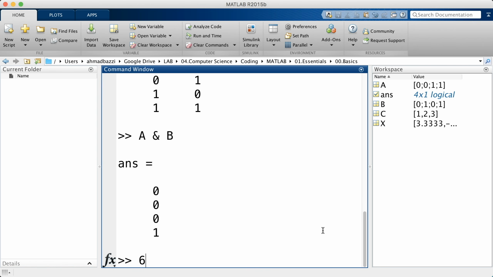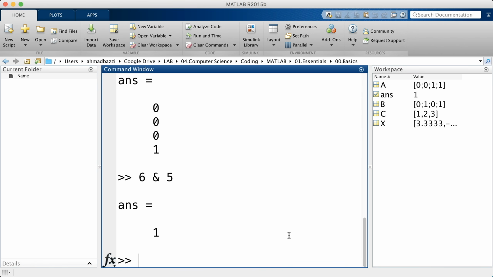In case you do 6 and 5, you get a 1, because Matlab treats anything that is not 0 nor 1 as a 1. So 2 is a 1, 3 is a 1, 5 is a 1, 6 is a 1. So back to 1 and 1 is 1.